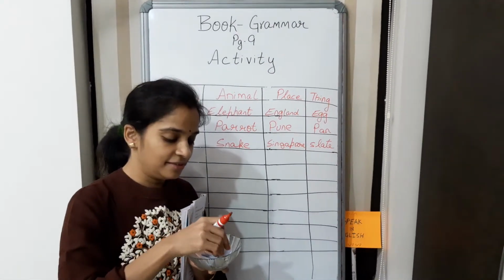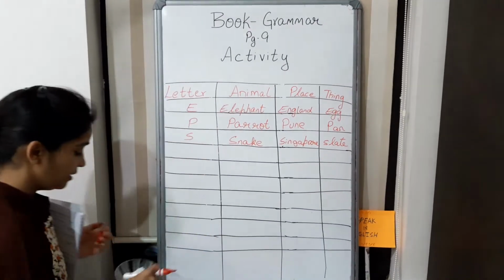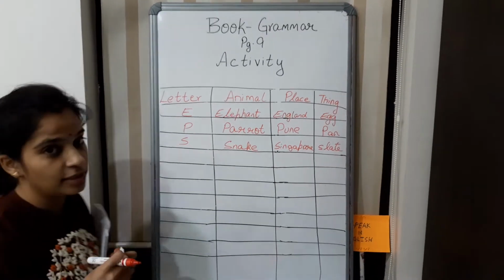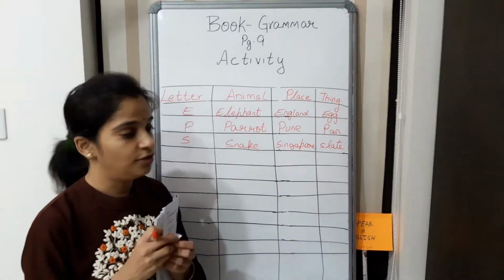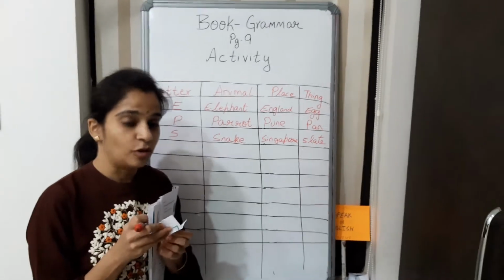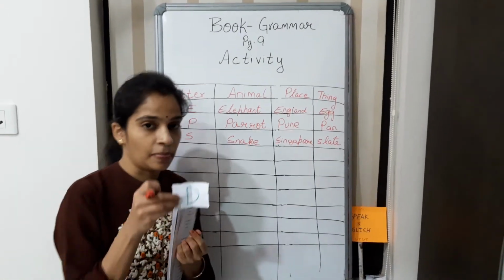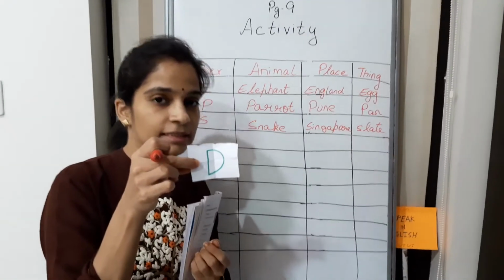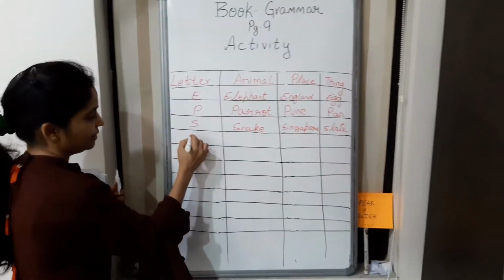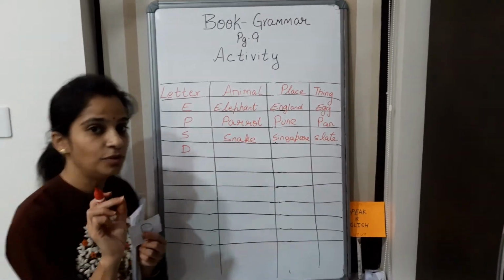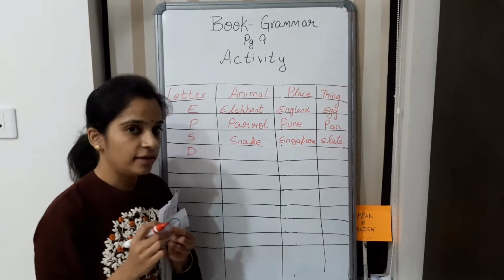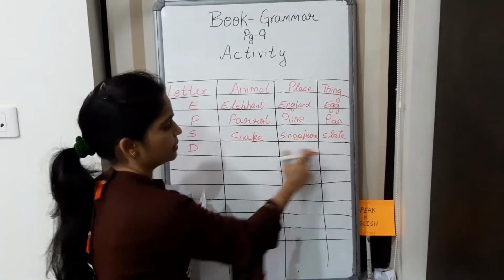Let's see. You can also do one thing. Write all the letters A to Z in a bowl and then pick the chips and you can complete this exercise. Okay. Not compulsory. What is it? D. So, D. Again you have to pause the video, write the answer, trigger your mind and complete this.